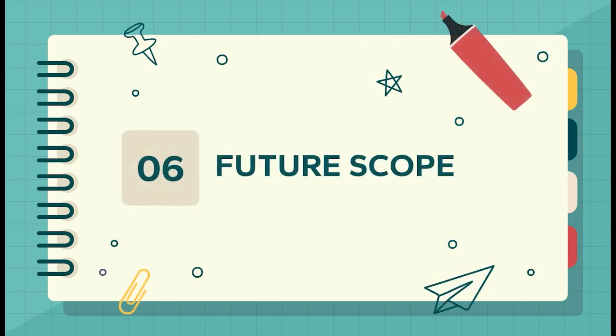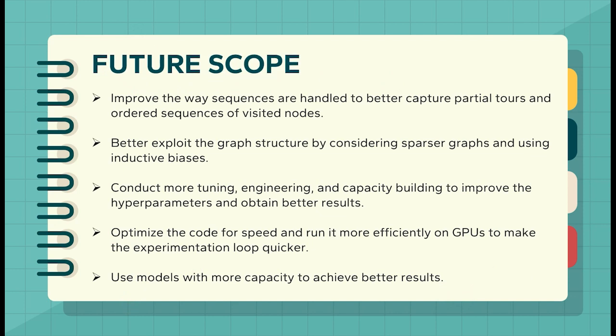And coming to the future scope which we can deploy in this project, we can improve the way the sequences are handled, sir. We are getting the best routes, but we can try to get the best routes with fewer epochs. We can improve the model efficiency, get a better graph structure, and do more tuning of hyperparameters, so the results can be obtained very fast. And then we can optimize the code around the GPU, and we can use some better models to get better accuracy.